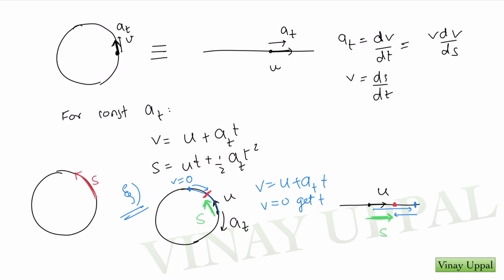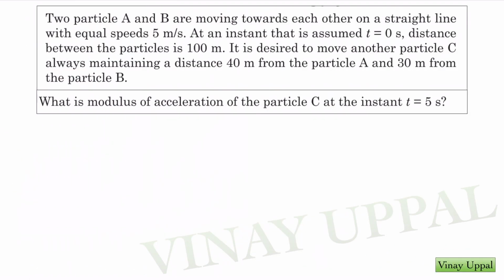Okay, now let's do a question. Two particles A and B are moving towards each other on a straight line with equal speeds 5 meters per second. At an instant that is assumed to be t equal to 0, distance between the particles is 100 meters. It is desired to move another particle C, always maintaining a distance 40 meters from particle A and 30 meters from particle B. So what's the modulus of acceleration, the magnitude of acceleration of the particle C at t equal to 5?